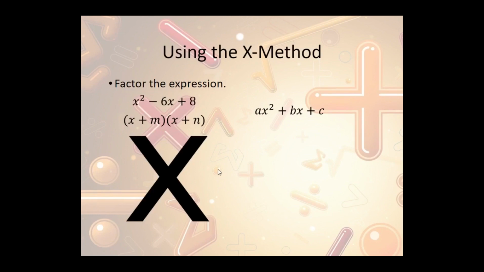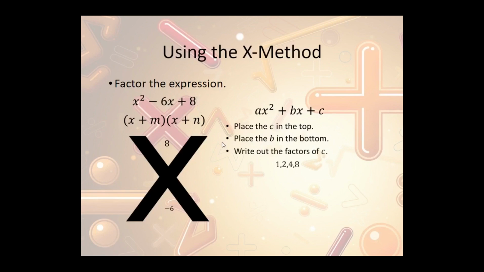We have x squared minus 6x plus 8. So same thing, place c at the top. So c is 8, so that goes here. Place b in the bottom, which is negative 6. So that goes there. Then I'm going to write out the factors. What are the factors of 8? Well, I have 1, 2, 4, and 8. Now, which of those are going to multiply to equal 8 and add to get negative 6?